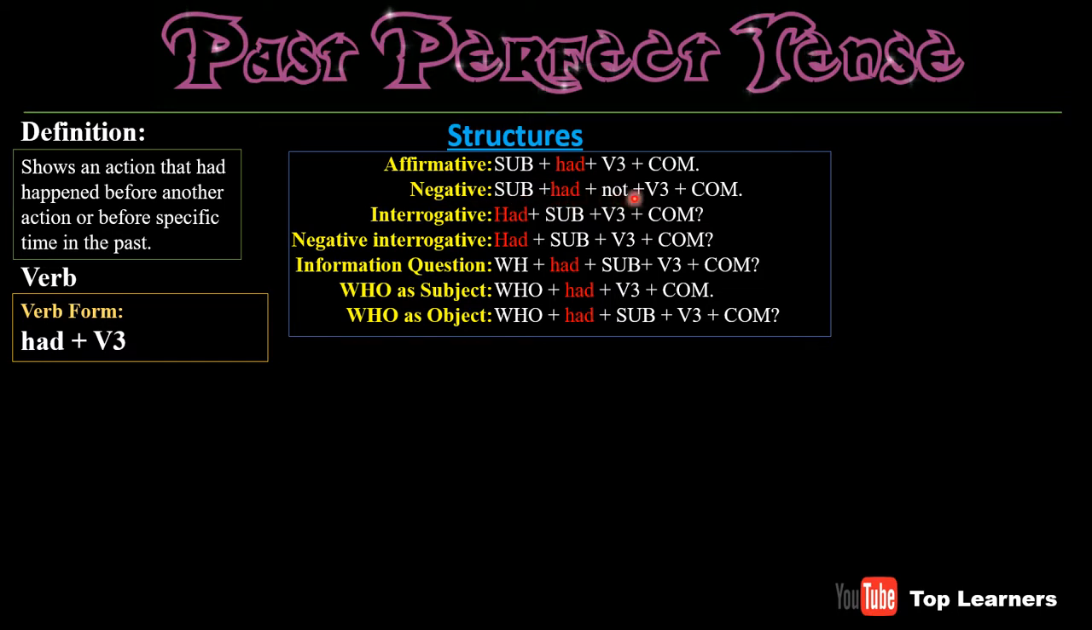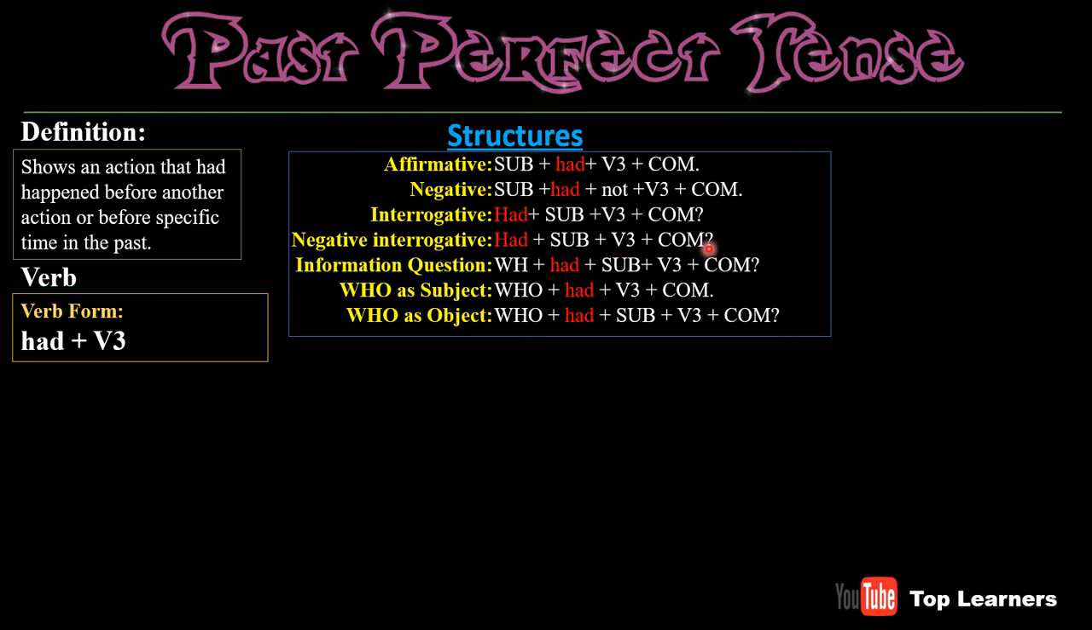Subject, had, not, verb 3, and complement. To form a question or a yes-no question, you can bring had at the beginning. Had, subject, verb 3, and complement. And to make negative interrogative, you can add not after the subject. So I did not put not here, but please add not after that. So we use had plus subject plus not, verb 3, and complement.